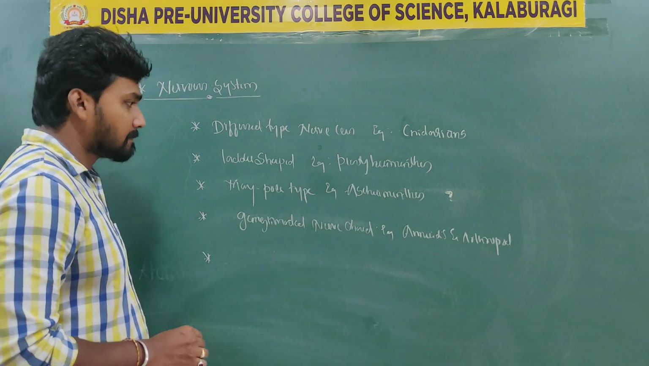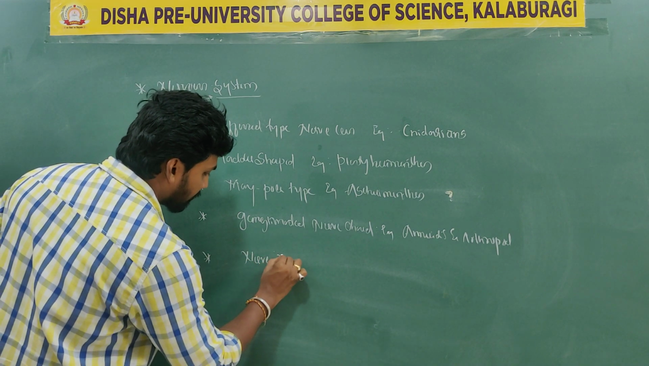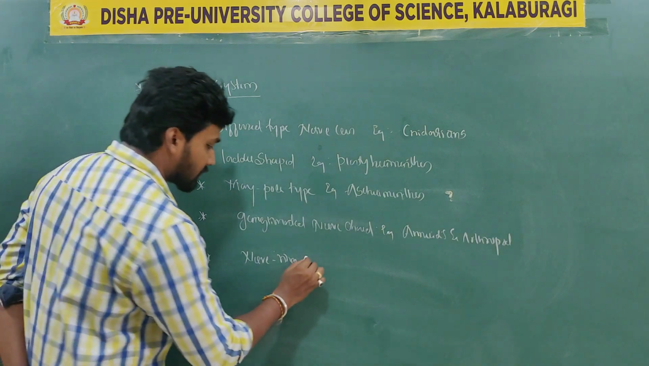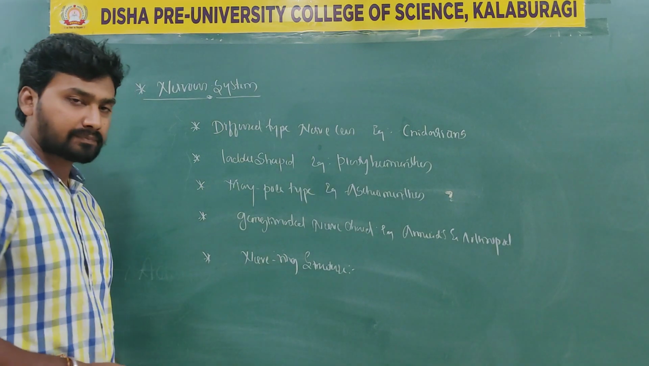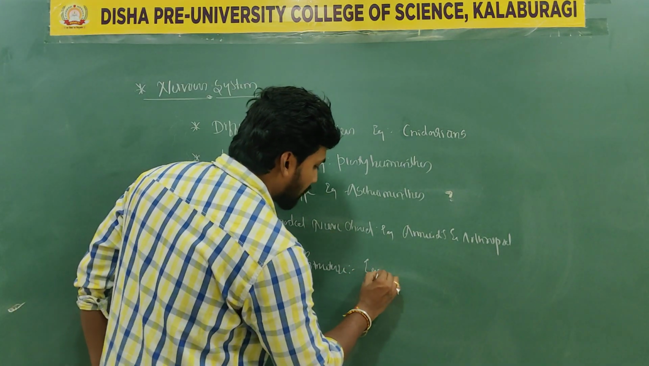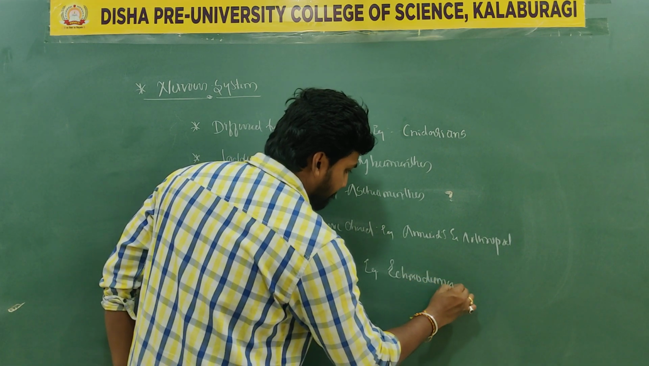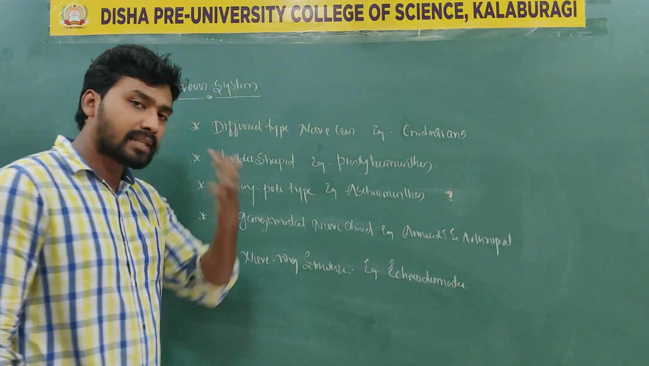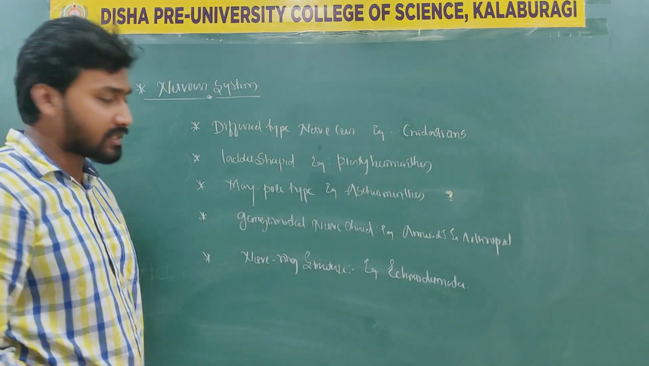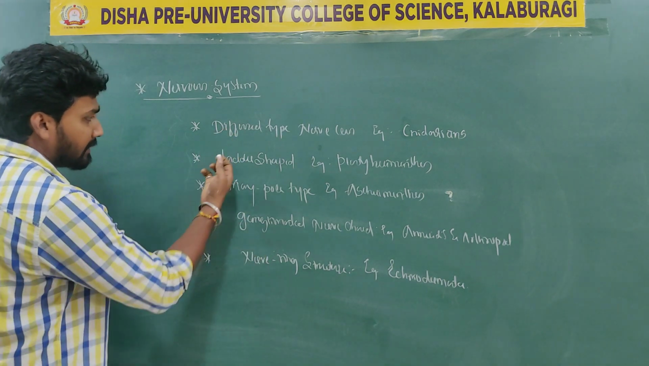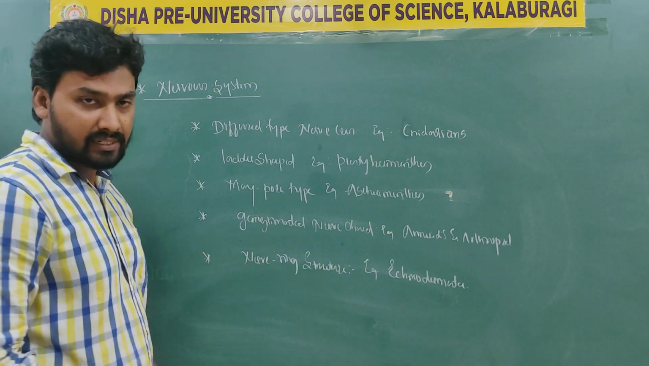Some species have a nerve ring-like structure, which is seen in echinodermata. Okay, so different types of nervous system: that is diffuse type, ladder shaped, maypole type, ganglionated nerve cord, and nerve ring-like structure.